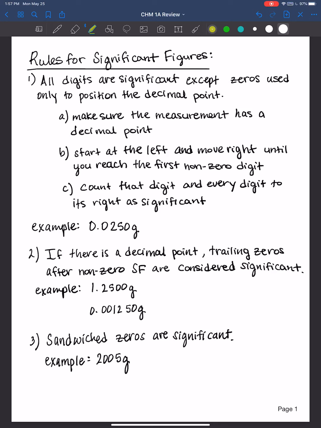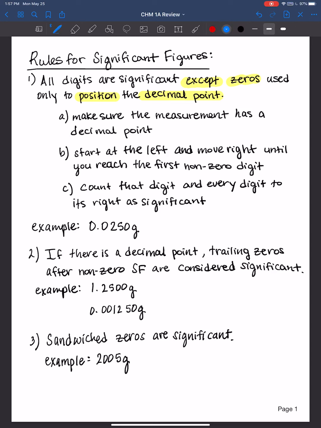So all digits are significant except zeros used only to position the decimal point. Now make sure the measurement has a decimal point, then start at the left and move right until you reach the first non-zero digit. Count that digit and every digit to its right as significant.